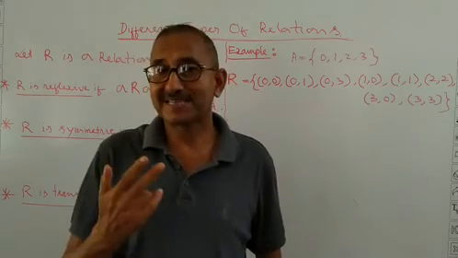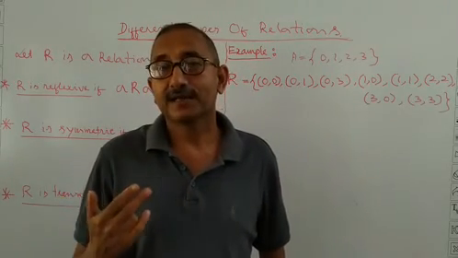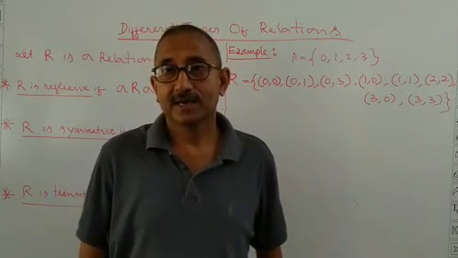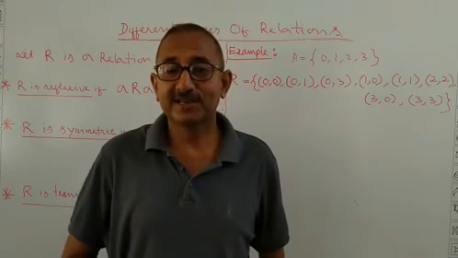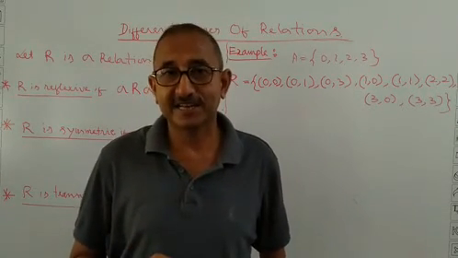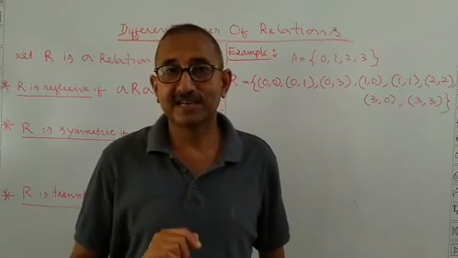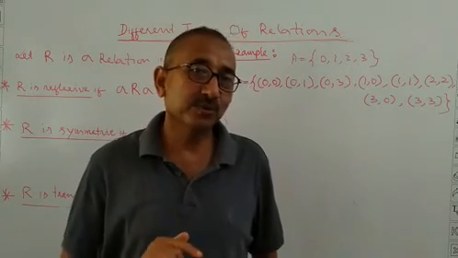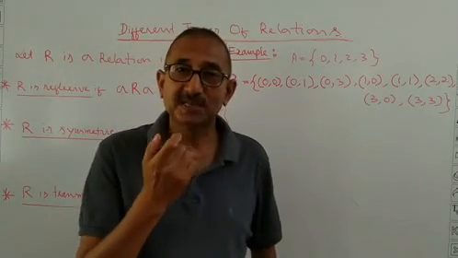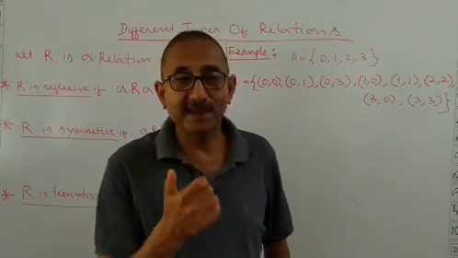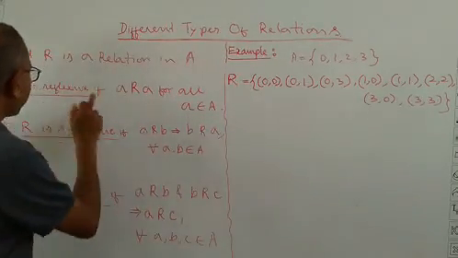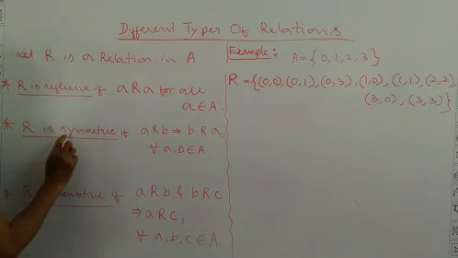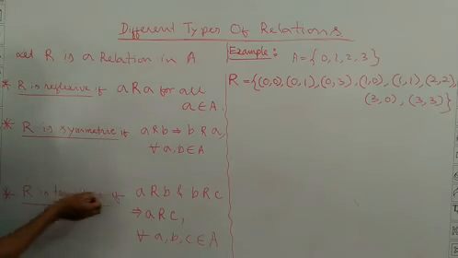So if we start with the basics, there are 5 types of relation. Out of that, the first two are the empty relation and the universal relation. Whenever we discuss an example, I will explain these. But mostly we need to use 3 relations, and the names of those 3 relations are reflexive relation, symmetric relation and transitive relation. Once again, reflexive relation, symmetric relation and transitive relation.